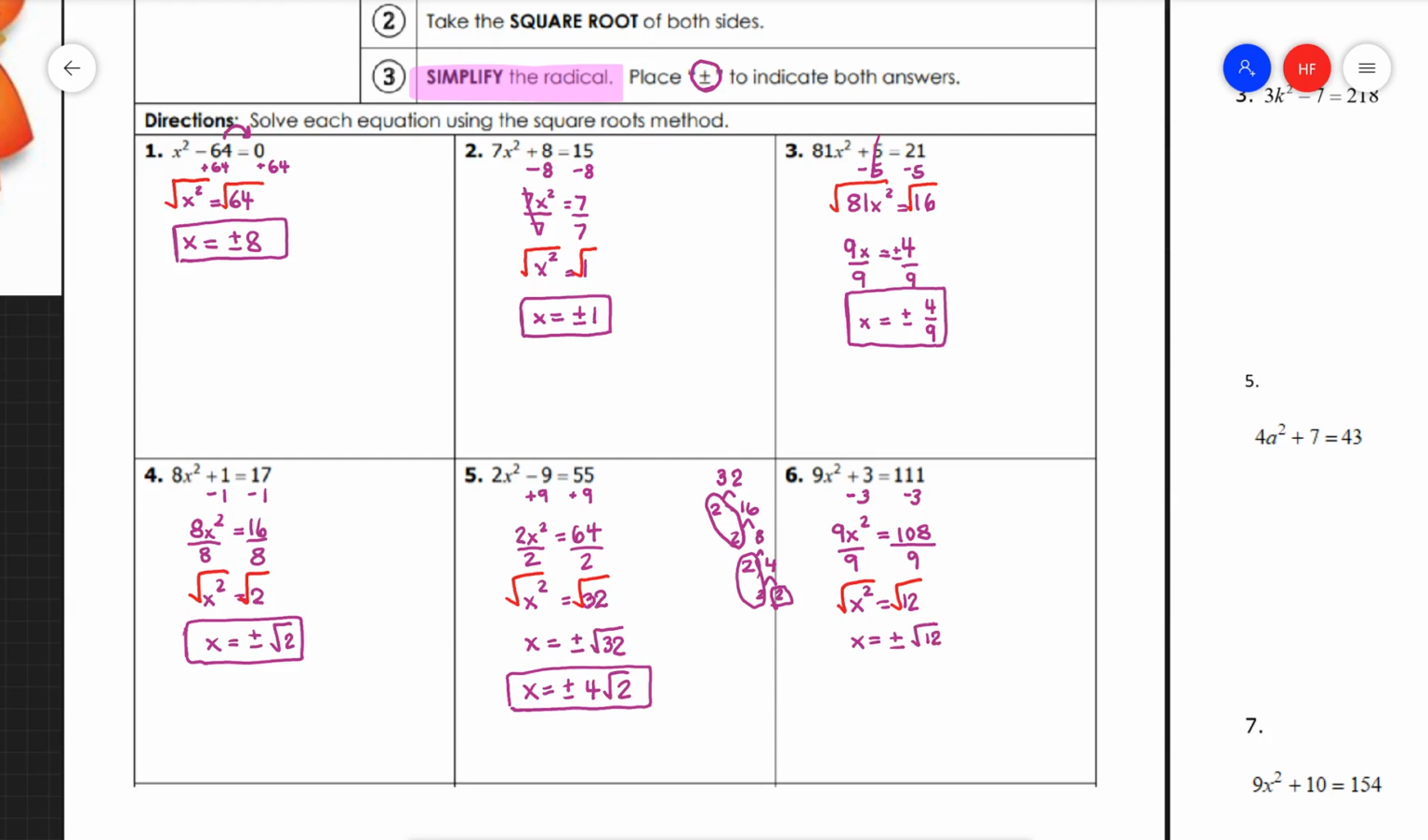That's a large number on the inside, so we'll see if we can simplify. 12 is 2 times 6, which is 2 times 3. That's as many times we can go to get all prime numbers. There's one pair of 2's and then a 3 left over. So x equals plus or minus 2 square root of 3. And then we're done there.